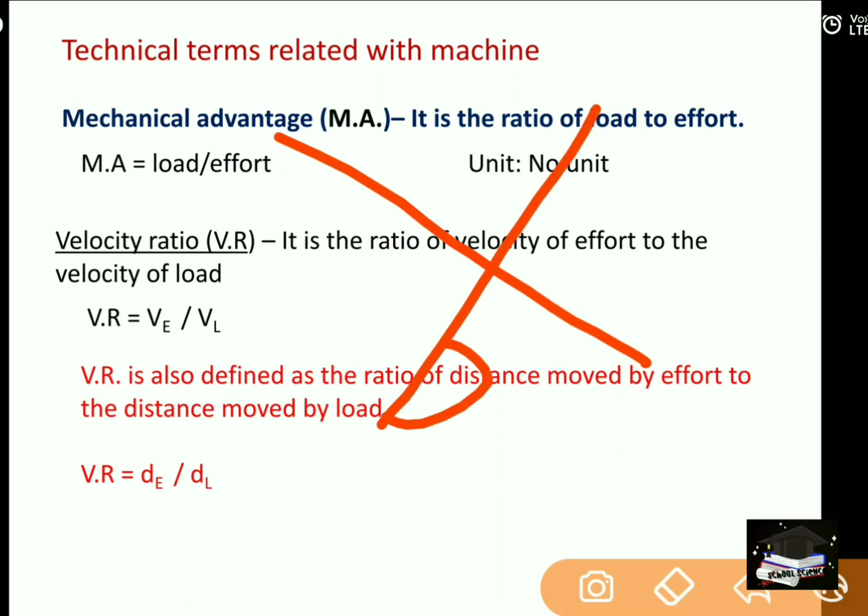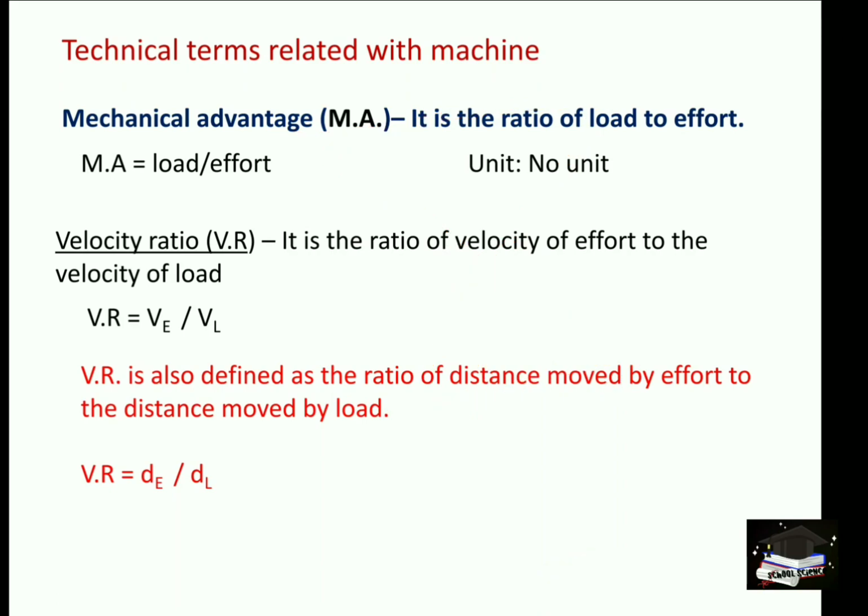Suppose this is a scissor. So how to find the velocity ratio? Distance moved by the effort to the distance moved by the load. In this way we can find the velocity ratio. Like I said, it does not have any unit because it is the ratio of the same physical quantities. This mechanical advantage and velocity ratio is very important. You will frequently hear these terms in this chapter.